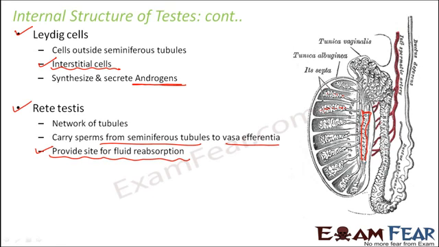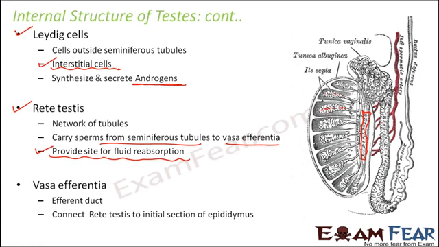Now once the extra fluid is reabsorbed, the sperm is all concentrated, and then that concentrated fluid passes on to the vasa efferentia. So the next part is vasa efferentia. The word efferentia is derived from efferent. You remember we spoke about afferent and efferent. So efferent is something which takes things away or which takes things out. So this vasa efferentia will connect the rete testis to the initial section of epididymis. So where is epididymis? Here if you see, this portion is epididymis. See here it is written epididymis.